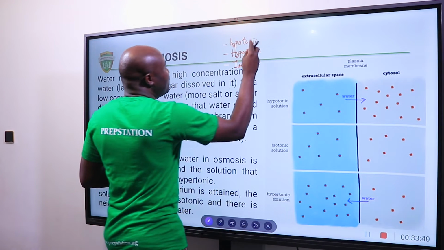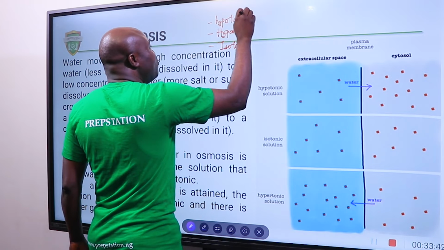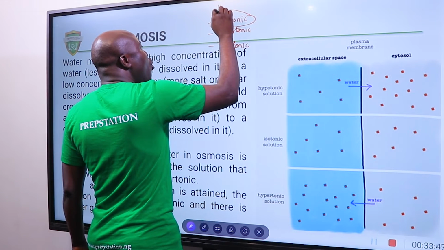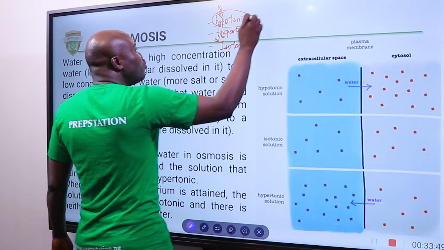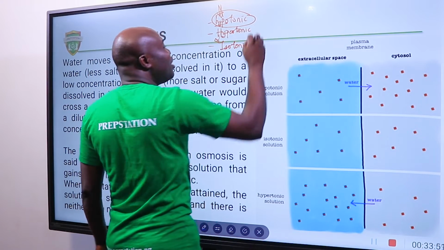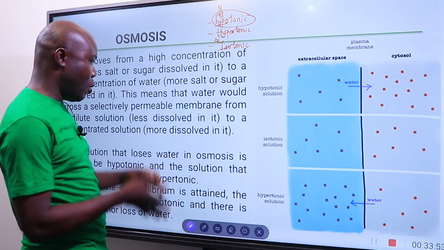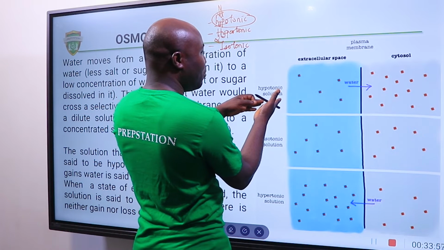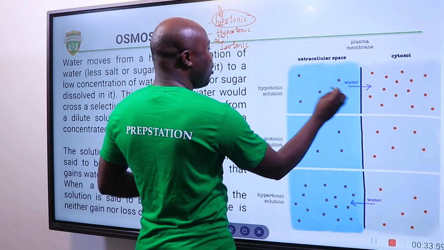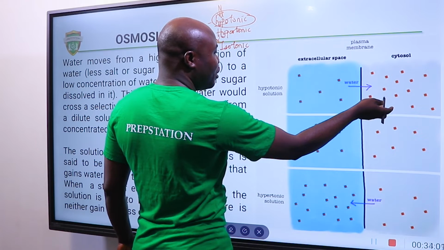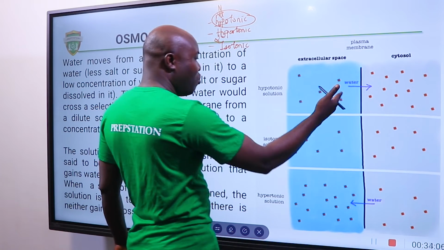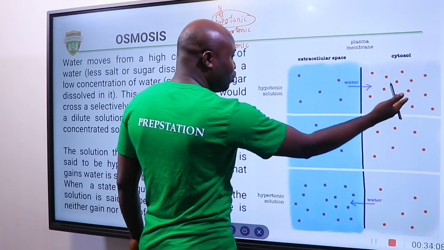Now, when a cell is placed in a hypotonic solution, hypo means low, hyper means high. So if you place a cell in a solution that has lower concentration, let's look at it here. This is the hypotonic solution here, right? So what will happen? Water will move from here to this place because there's supposed to be a balance at the end of the day. Water will move from this solution to this other one here.